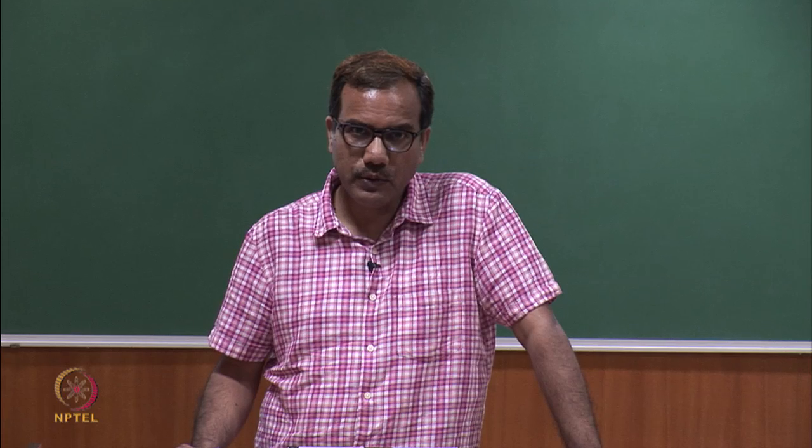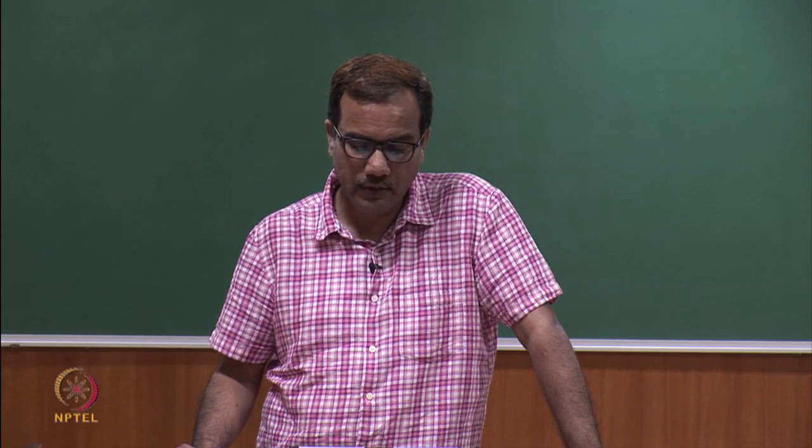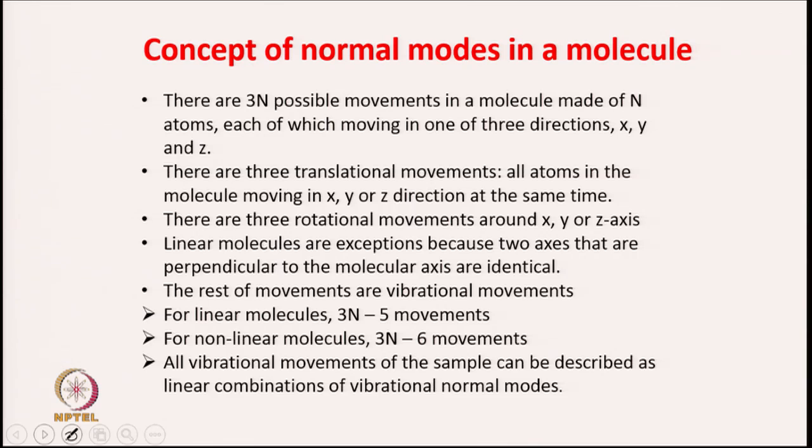So, if you go for a polyatomic molecule, the first thing you need to understand is what are the normal modes. If there are n atoms in a molecule, there will be 3n possible movements, with every atom moving in one of the three directions x, y, z. Out of that, 3 are translational movements, where all atoms in the molecule move in the x, y, z direction at the same time.